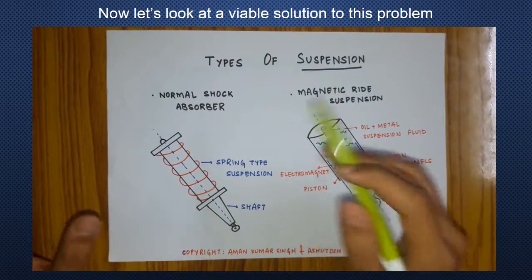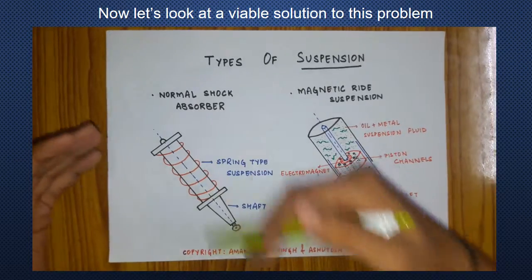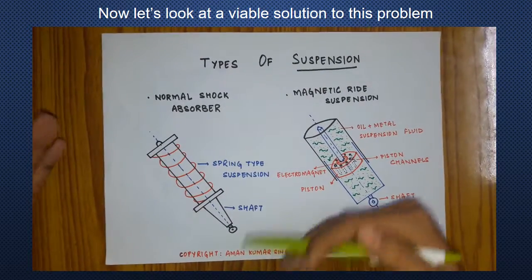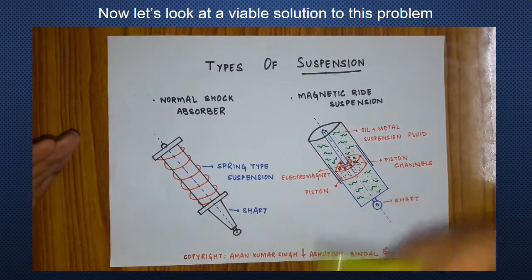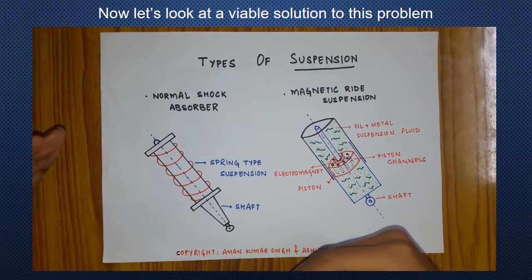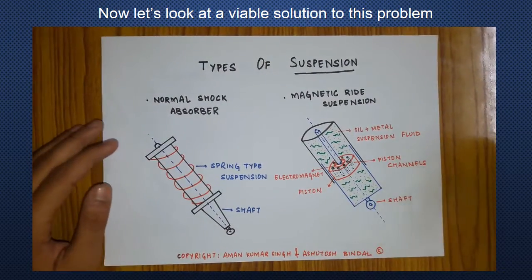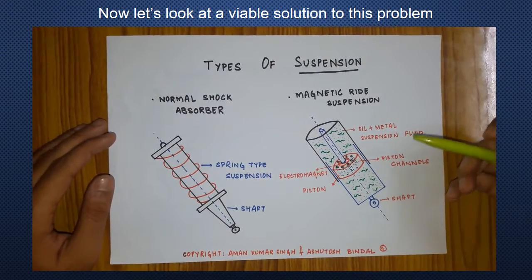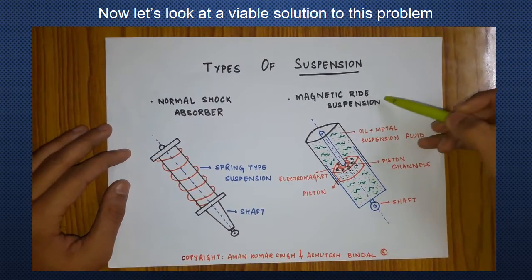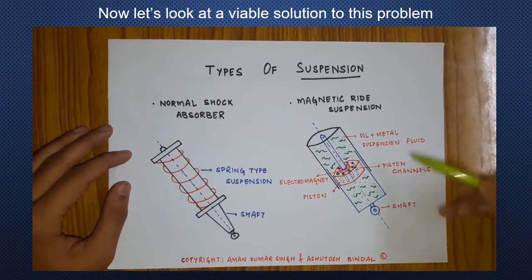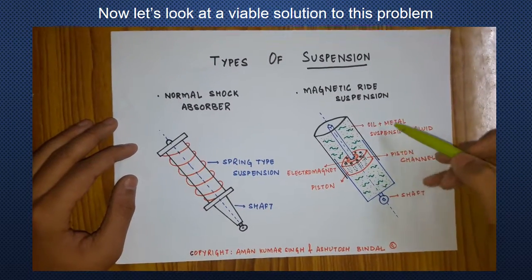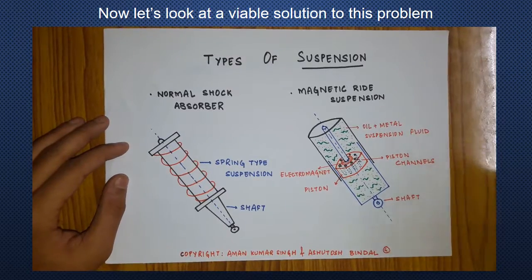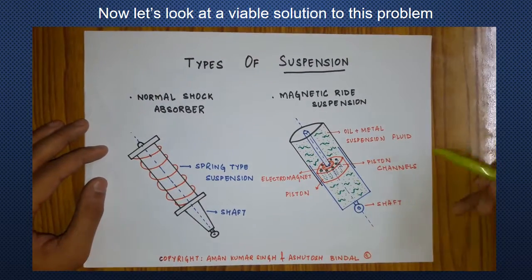Now the spring has a definite constant. So the entire oscillation is damped out by the same amount irrespective of the intensity of the shock that the vehicle experiences. The second type of suspension that is a viable solution to this problem is the magnetic ride suspension. This contains a fluid which has oil and metal. Why it contains metal, we'll see later.